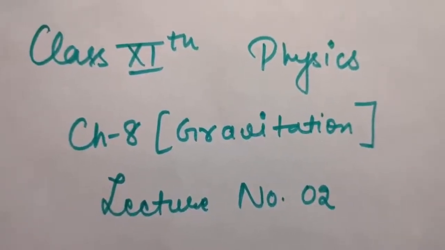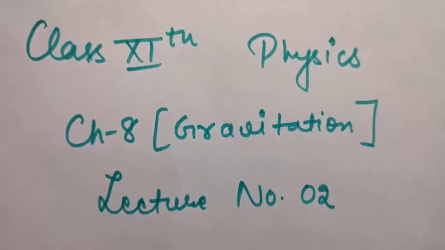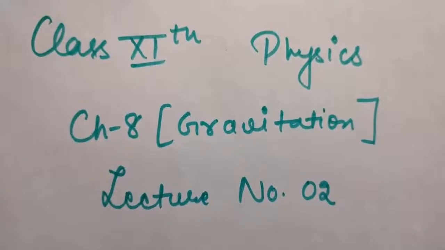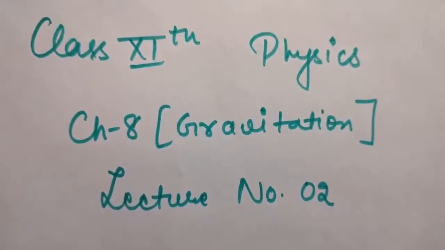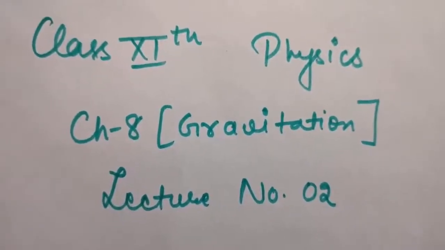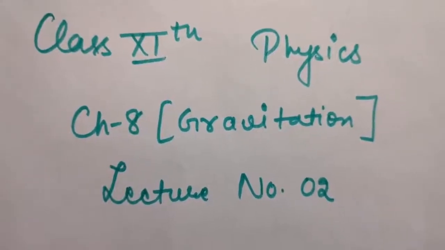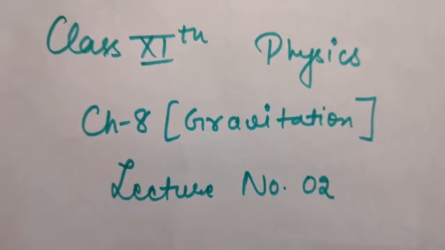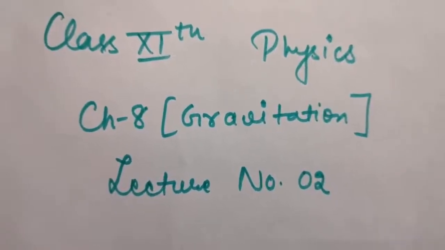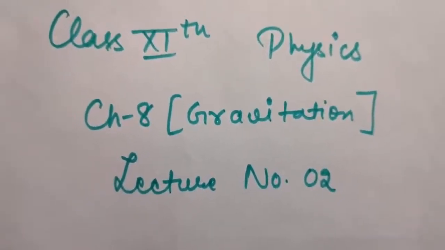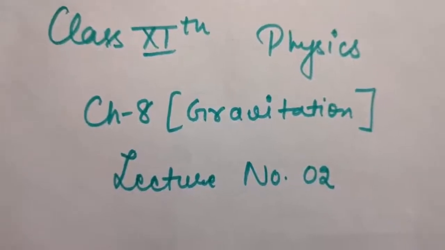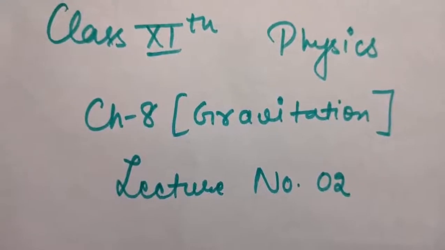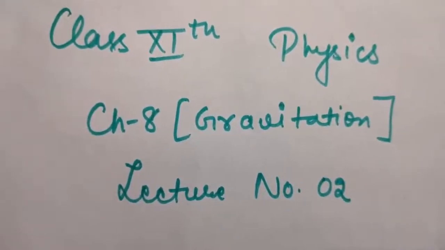So this is your subject physics, chapter number 8, gravitation, and lecture number 2. In the previous lecture, we were studying about the variation of acceleration due to gravity due to various factors. In the last lecture, we have already done the variation of acceleration due to gravity due to height, and we have seen that acceleration due to gravity decreases when we go at a height from the earth's surface. So today we will be starting with the variation in g with the depth.